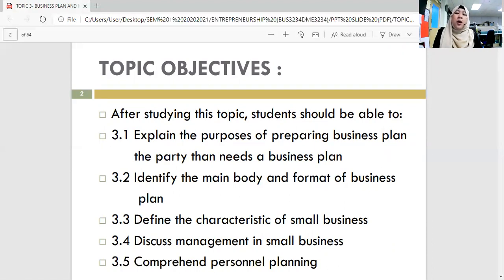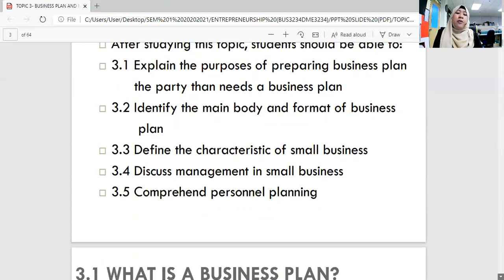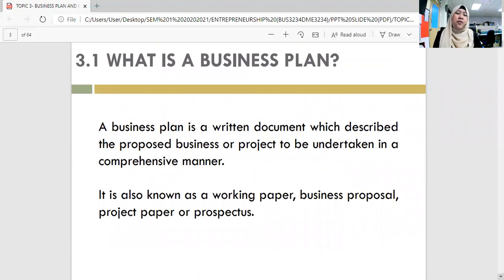All right. So we're moving to the first subtopic. What is a business plan? A business plan is, in another way, what we call a proposal or something like a blueprint that we have to propose to the company or any investor or banking sector or any prospective business suppliers that would like to do business with us. From the text, a business plan is a written document which describes the proposed business or project to be undertaken in a comprehensive manner.